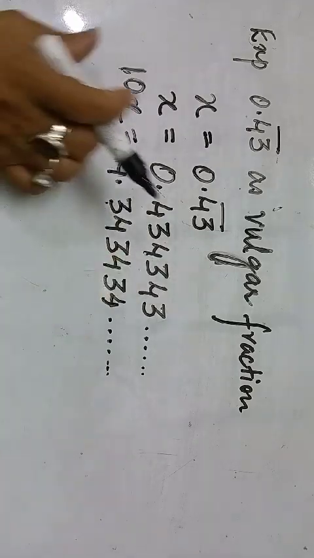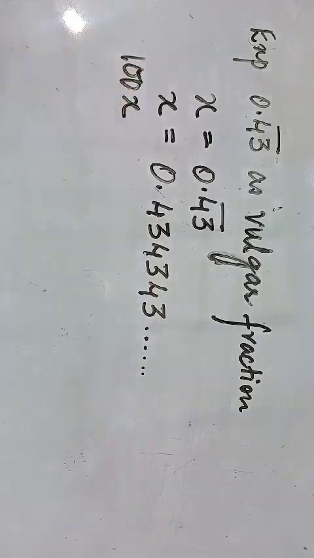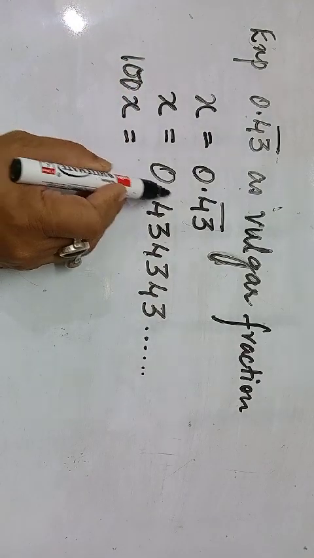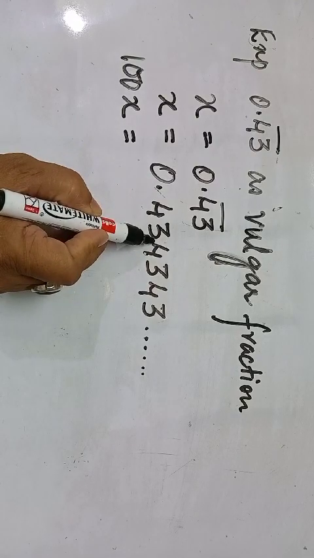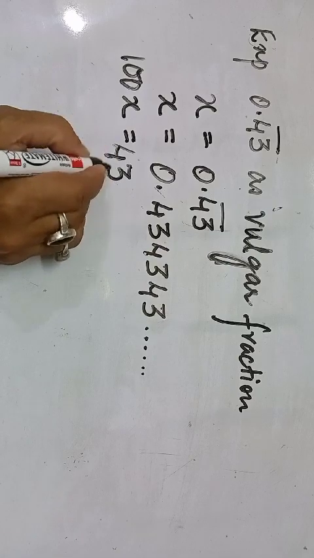That is the reason that when you multiply this x by 100, this time you have to move the decimal 2 places, so that it actually becomes 43.434343 and so on.